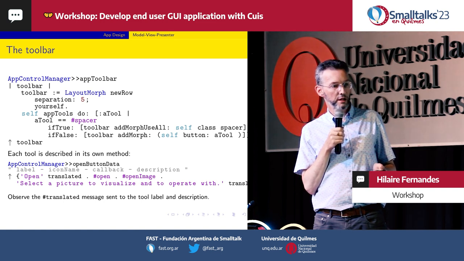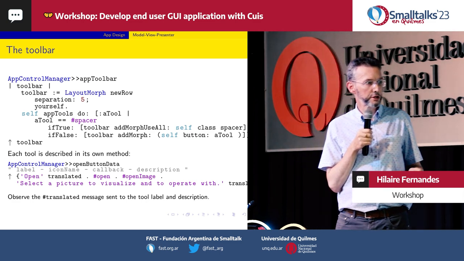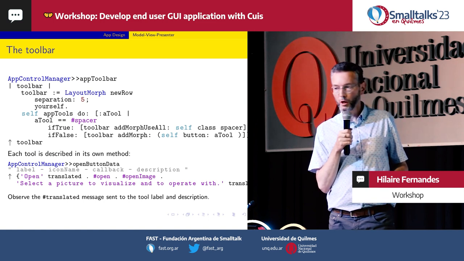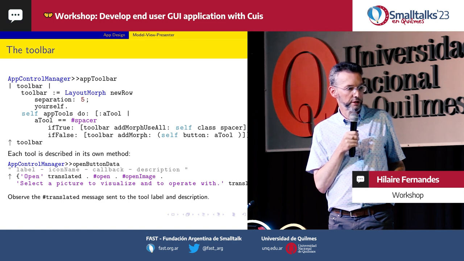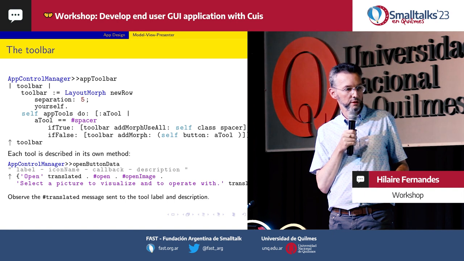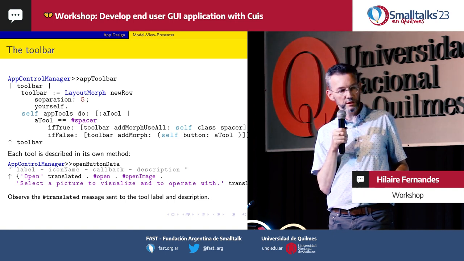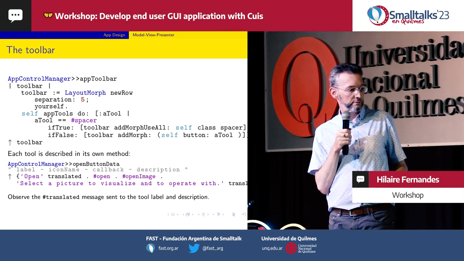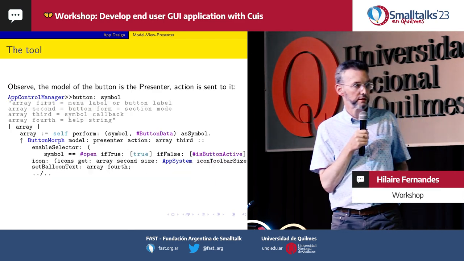So here, this is a specialized layout in the control manager. Each tool is described with this collection. It could be done with an object, okay, but this is just a collection of symbols. Each one represents something. The first one is a label, the icon name, the callback. This is the name of the message to send to the presenter, or the description. There is nothing very complicated.